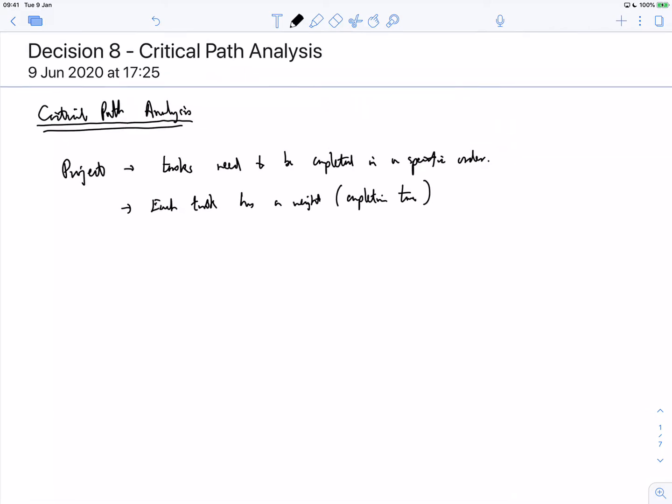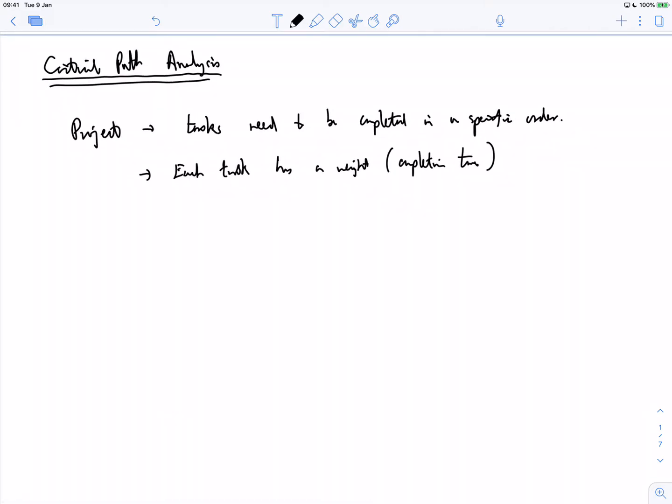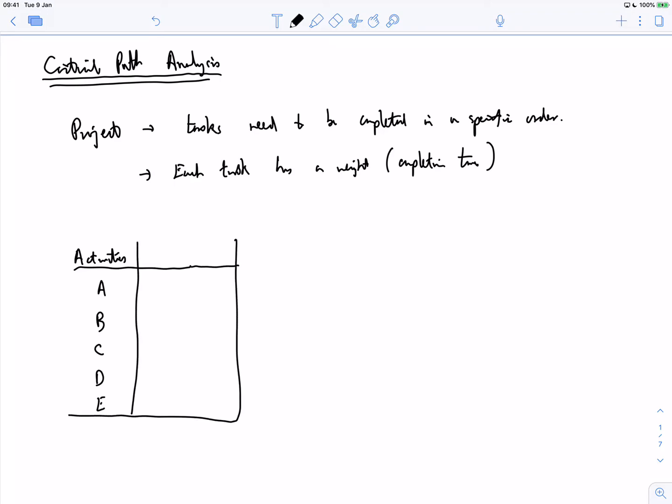Okay, so let's suppose I've got the following setup. Let's suppose I've got activities over here. And let's start with something very simple, A, B, C, D, E. And these 5 tasks are needed to have been completed in order to complete the entire project.